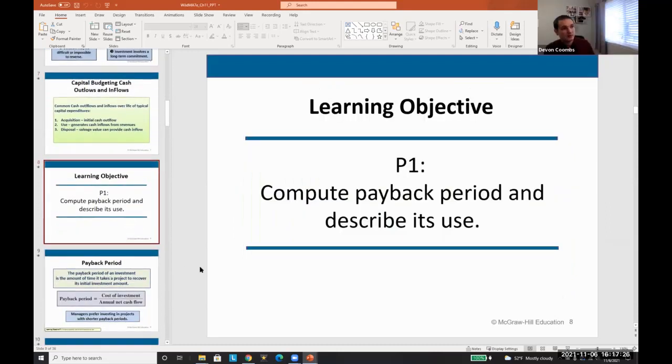So the first thing we can do is compute payback period and describe its use. The main concepts we're going to talk about: the overall theme is how do we determine if a project is viable? First thing is payback period. There are discounted cash flow concepts and non-discounted cash flow concepts.